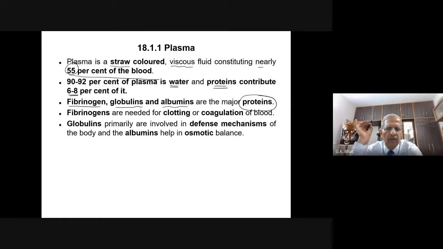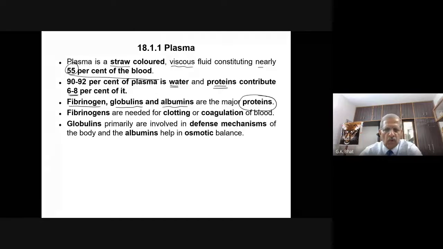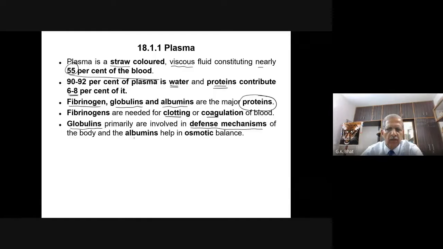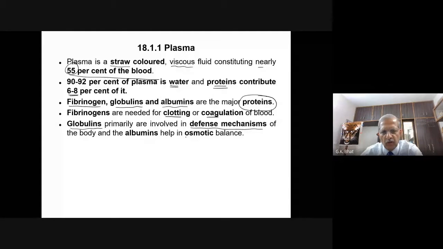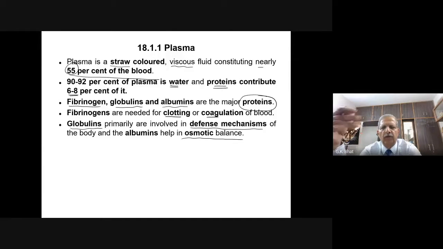Fibrinogens are needed for clotting or coagulation of the blood. Globulins are primarily involved in immune response, that is the defense mechanism of the body, and albumins help in maintenance of osmotic balance. Always ask a question, which are the proteins found in plasma and what is their function? Or you may be given a column matching question with column 1, column 2. Column 1, these are different types of proteins, and column 2, different functions. Easy to remember.